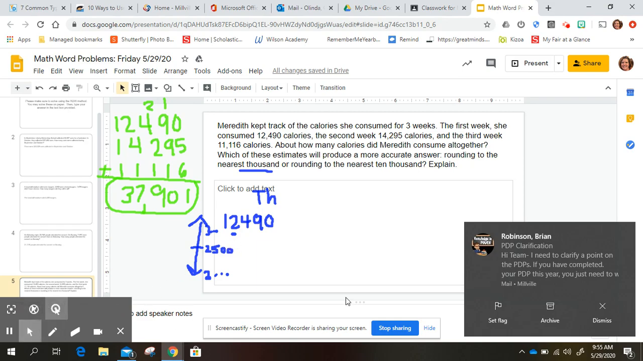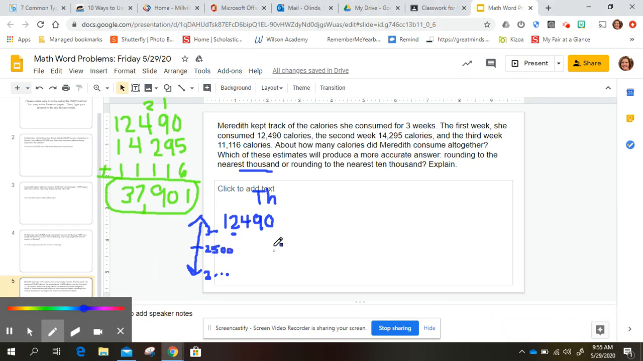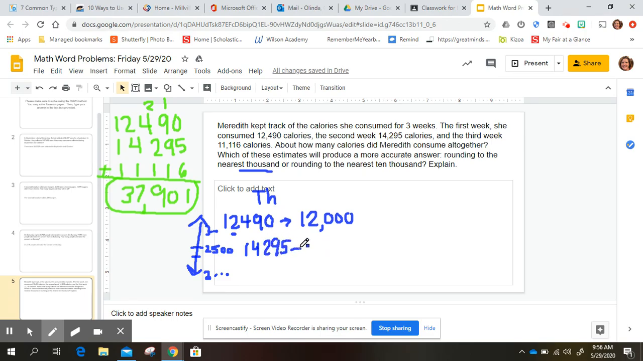And we think, what is this closest to? And then 2,400 would be underneath, so it'd be closest to 2,000. So that would round to 12,000. 14,295, again to the nearest 1,000. The 4 is in the 1,000 spot, so it has to be between 4,000 and 5,000. Is 4,295 closer to 4,000, or is it closer to 5,000? And the answer is it's closer to 4,000, so that would be 14,000.